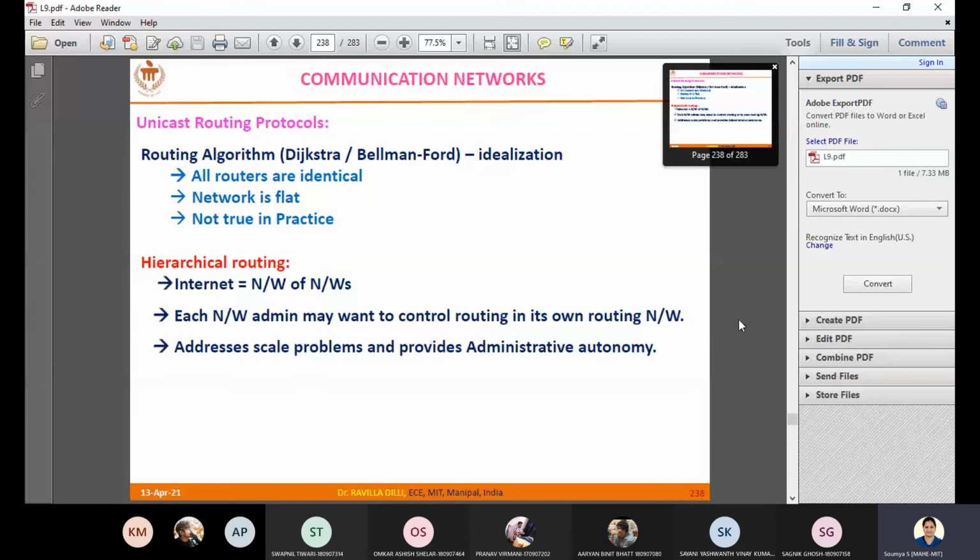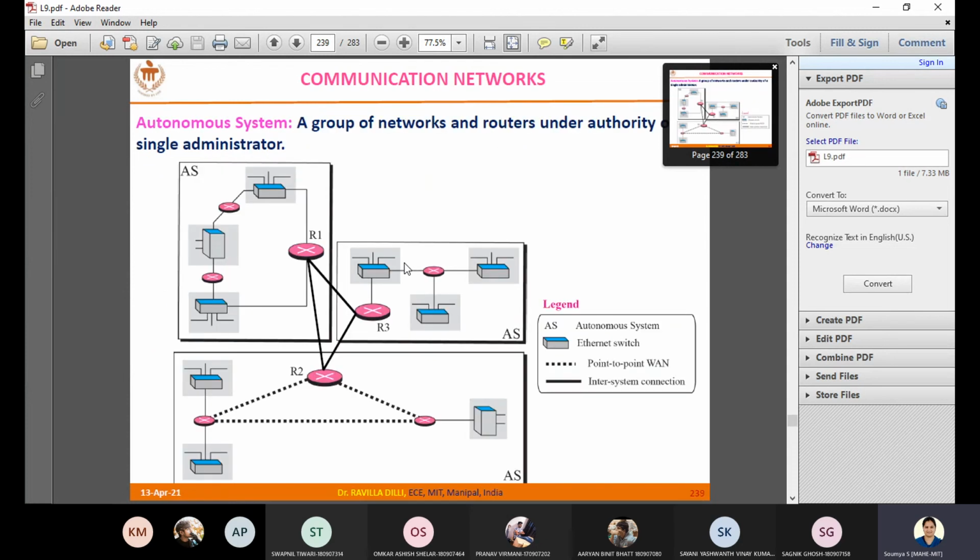What are the unicast routing algorithms? Routing algorithms, Dijkstra's algorithm, Bellman-Ford algorithm, these are ideal cases, wherein they consider that all routers are identical, network is flat, and it may not be true in practice. Hierarchical routing, which is used in internet, which is a network of networks, and each network admin may want to control routing in its own routing network. The addresses scale problems and provides administrative autonomy. This is known as an autonomous network.